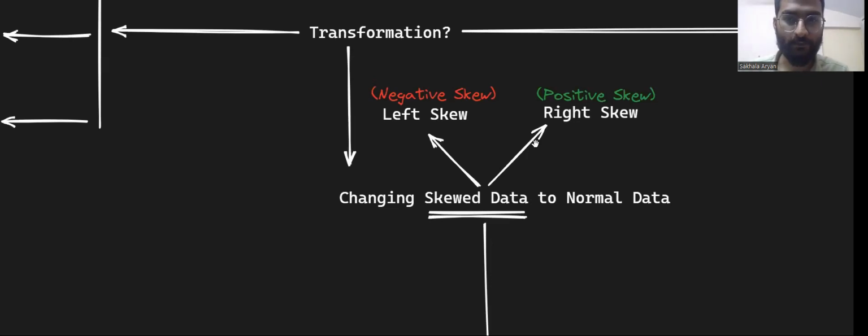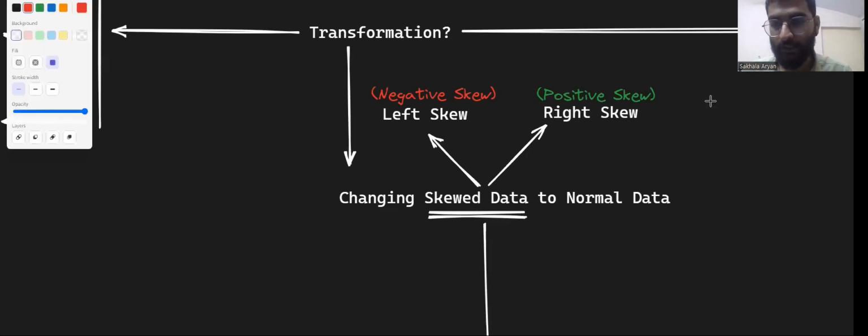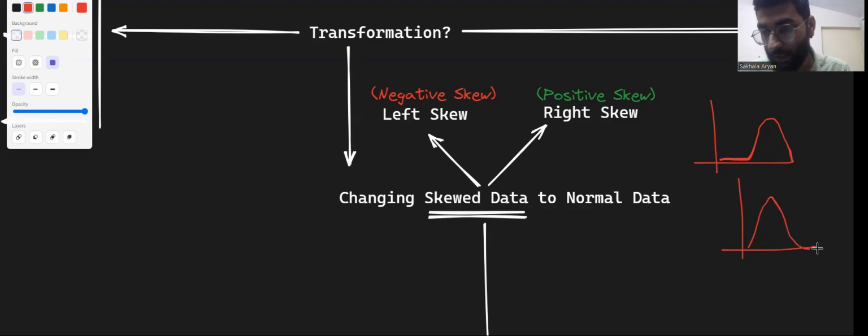Two types of skewness are left skew and right skew. What is left skew? Basically, left skew is whenever your data has a left tail in the distribution. What is right skew? Whenever your data has a long tail towards the right side, it is called right skewed or positive skewness. Left skew is also called negative skewness. Right skew is also called positive skewness.